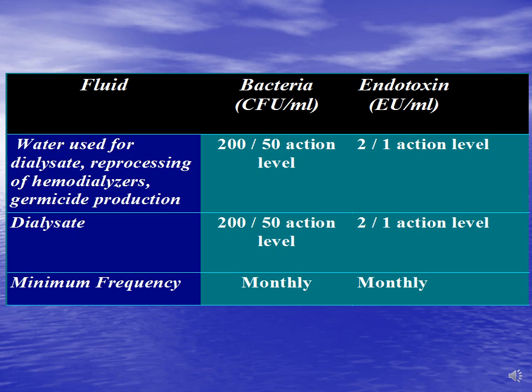This is the current requirement for water use for dialysate reprocessing and production. Bacteria CFU in water is at 200 maximum allowable with an action level of 50. Endotoxins at 2 endotoxin units with an action level of 1 endotoxin unit. And as you can see, dialysate is exactly the same: 200 with an action level of 50, and maximum endotoxin 2 with an action level of 1, and it has to be performed at least monthly.